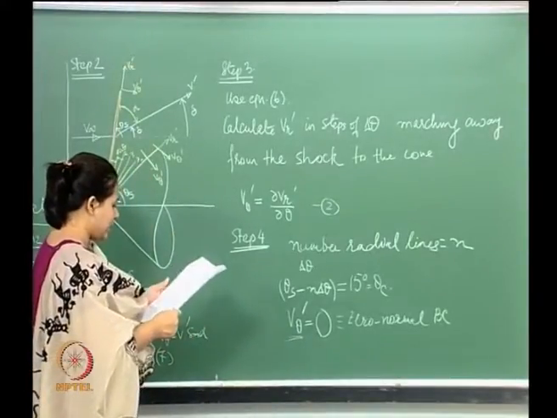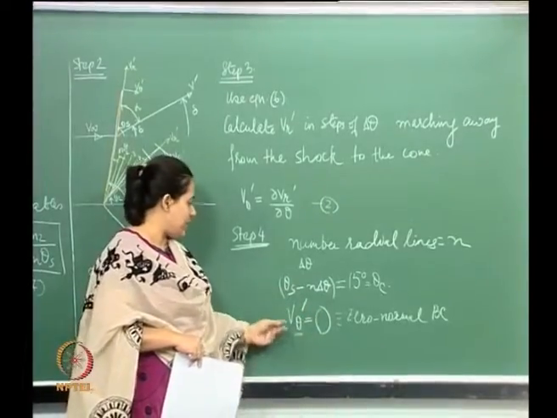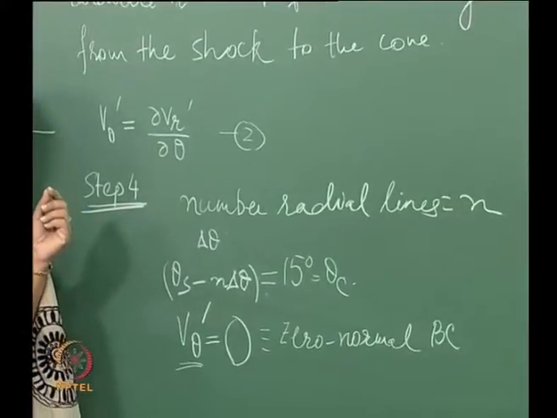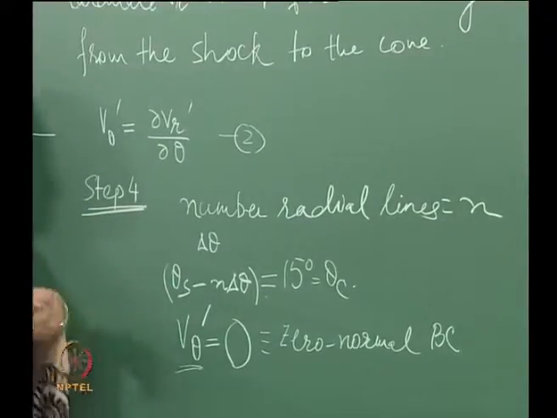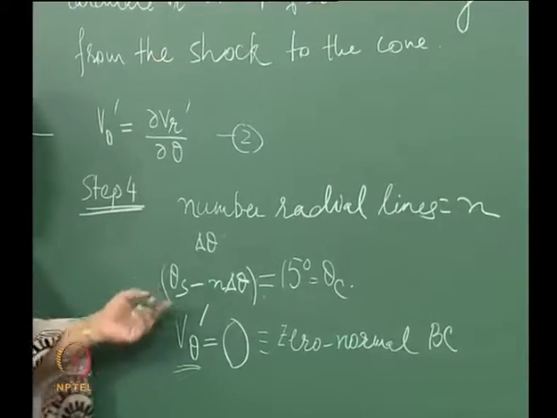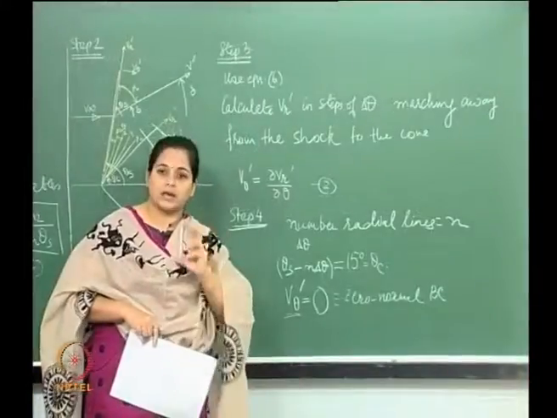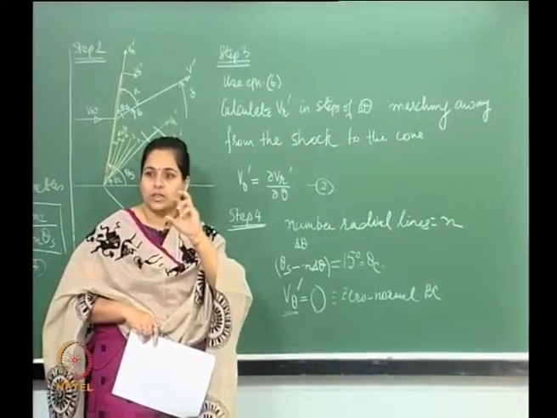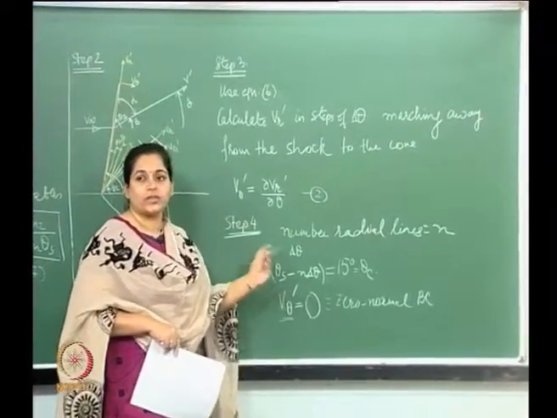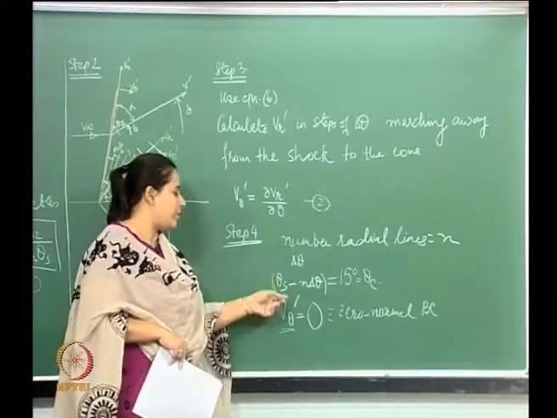So we continue to iterate till we get this. Once we get close enough, within say a 10 to the power minus 3 tolerance, then that is the shock wave angle. That becomes the shock wave angle, which was also part of the problem. The first thing we wanted to know is what the shock wave angle is. Then we would have correctly estimated the shock wave angle.